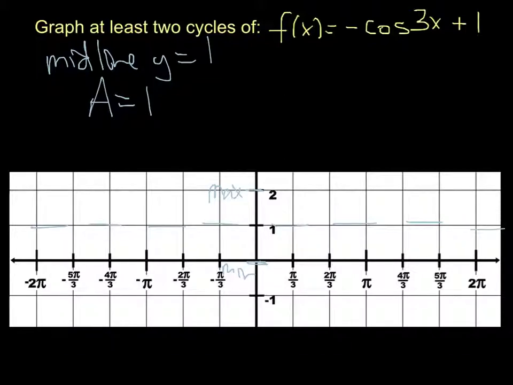And finally, I have my period. It's 2 pi, in this case 2 pi over 3, or 2 pi over that, divided by that b term. So it takes from 0 to 2 pi over 3 to repeat.